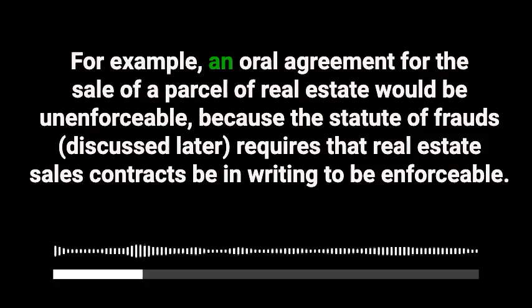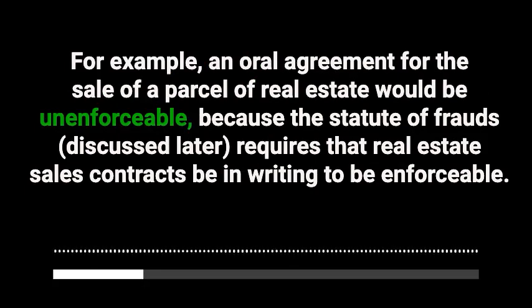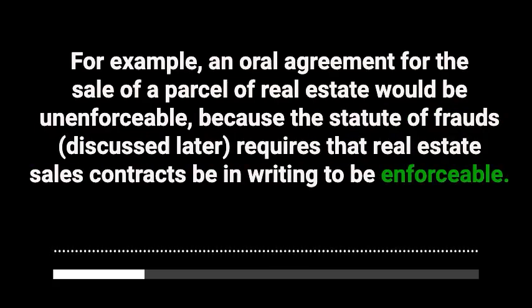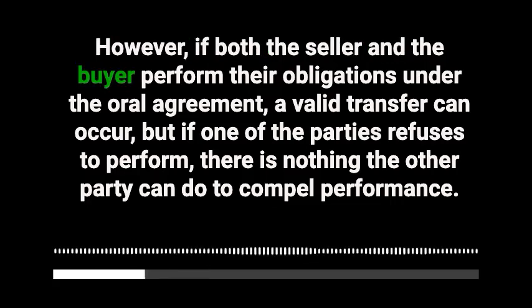For example, an oral agreement for the sale of a parcel of real estate would be unenforceable because the statute of frauds requires that real estate sales contracts be in writing to be enforceable. However, if both the seller and the buyer perform their obligations under the oral agreement, a valid transfer can occur. But if one of the parties refuses to perform, there is nothing the other party can do to compel performance.